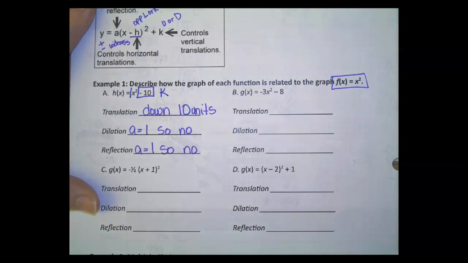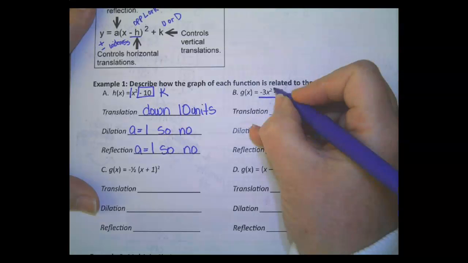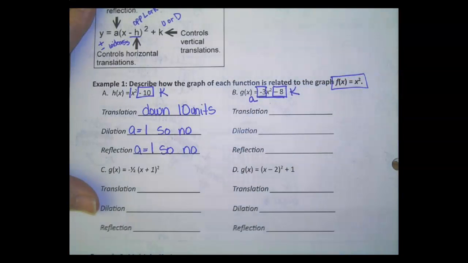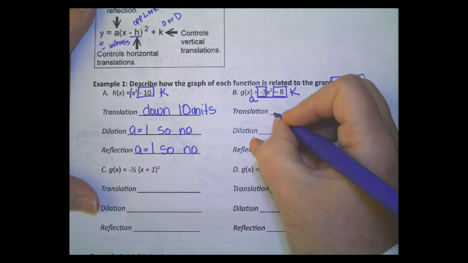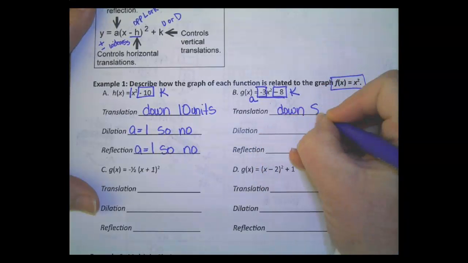Let's try this next one. What has changed between this and this? Hopefully you said this and that. So that's my A, and again, this is my K. This time the K goes down 8 units.